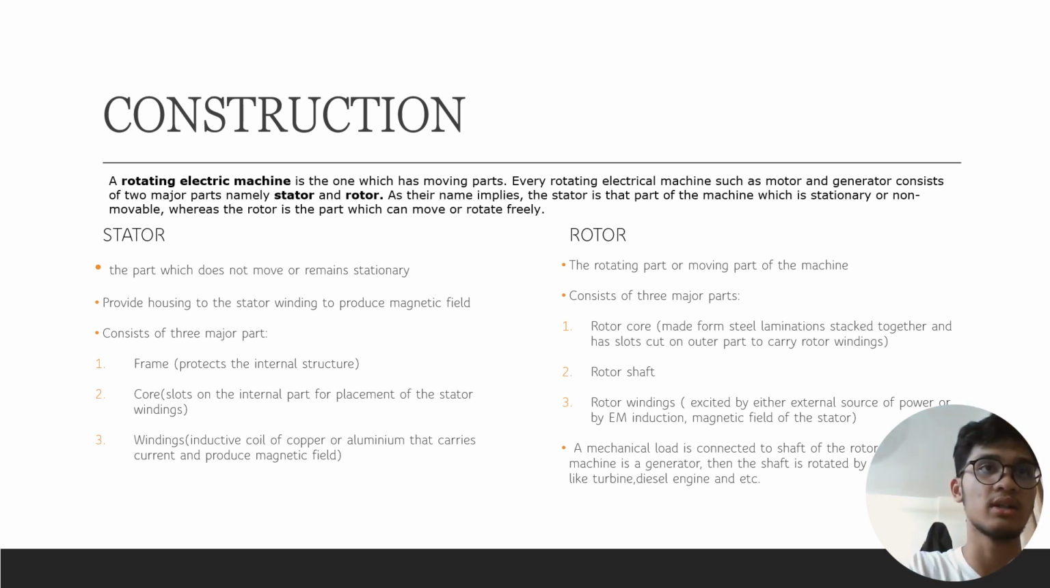So, the construction. Stator, as its name indicates, is the stationary part of the induction motor. A stator winding is placed in the stator of the induction motor and the three-phase supply is given to it. Rotor. The rotor is the rotating part of the induction motor. The rotor is connected to the mechanical load through the shaft.